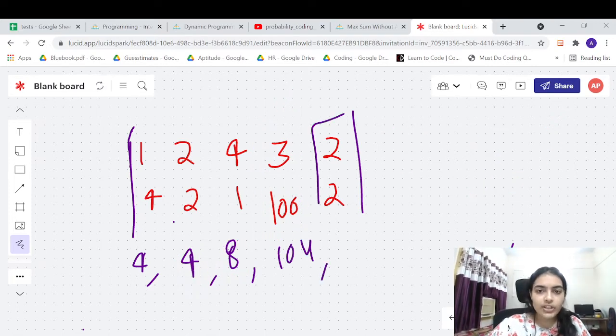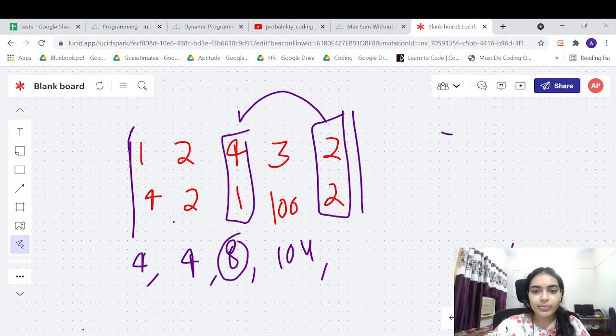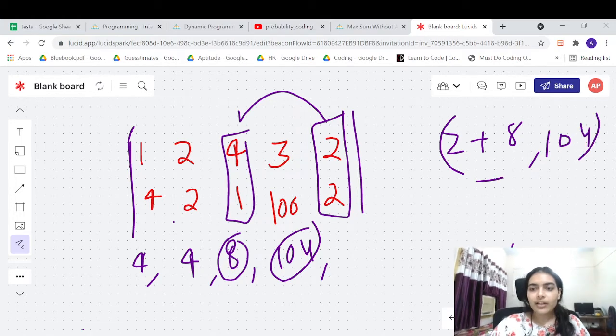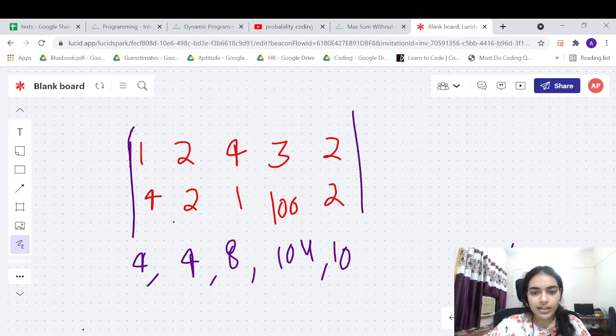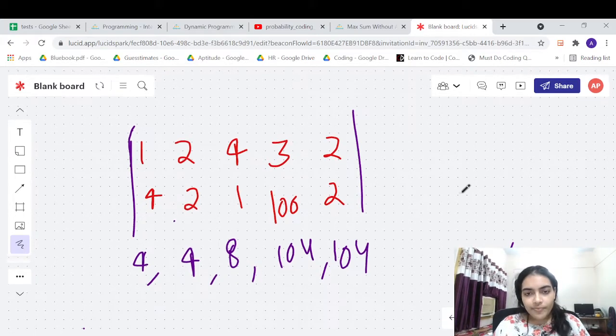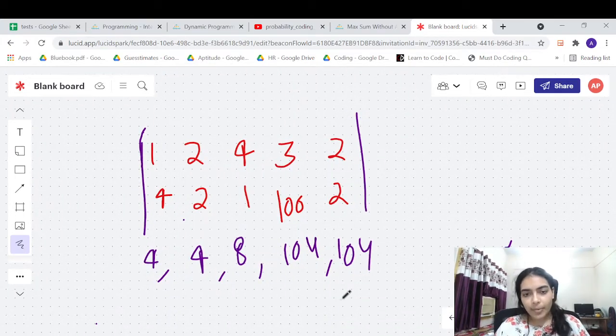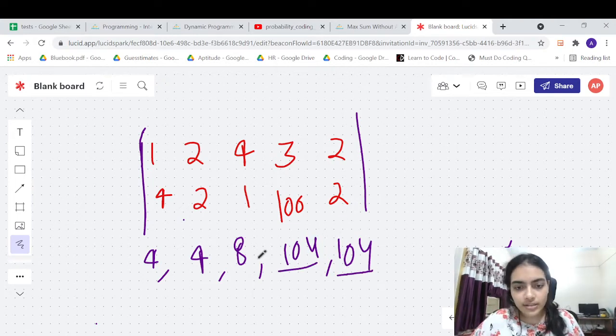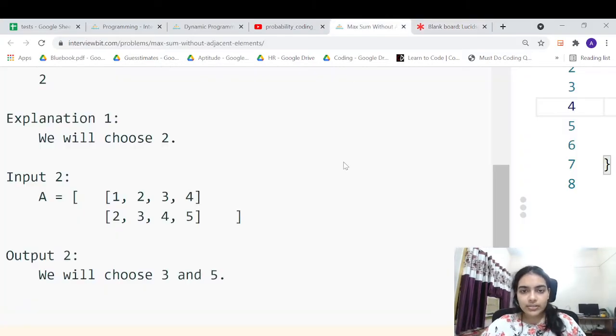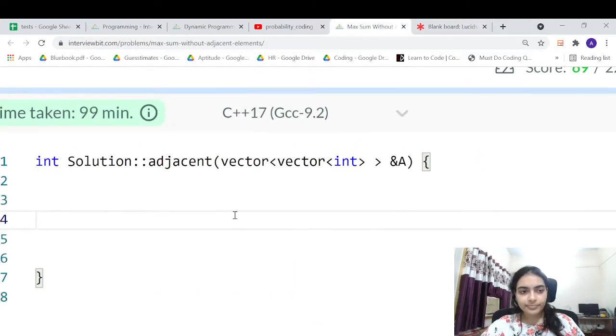And for this column, what will the answer be? This plus whatever is maximum from here. So 2 plus 8 versus 104. What will the answer be? 104 will still be the answer. So you can take the maximum, right? Either you can have the last value as the answer or you can have the previous-to-last value as the answer. So in this case, let us go forward to solving this problem.